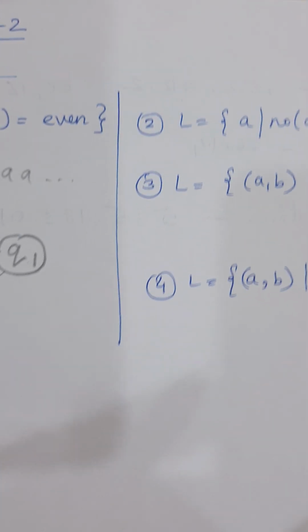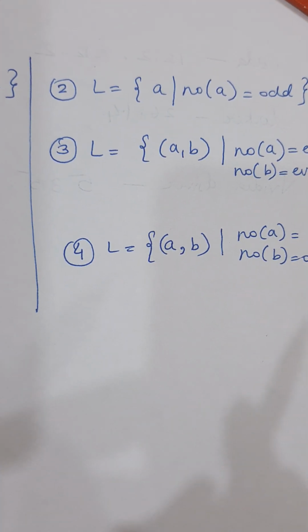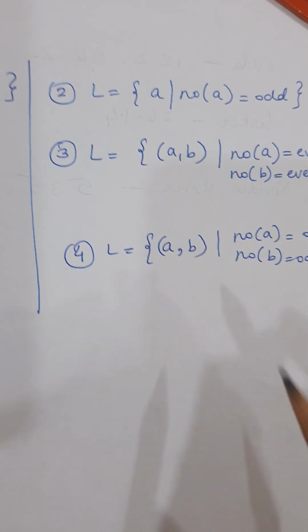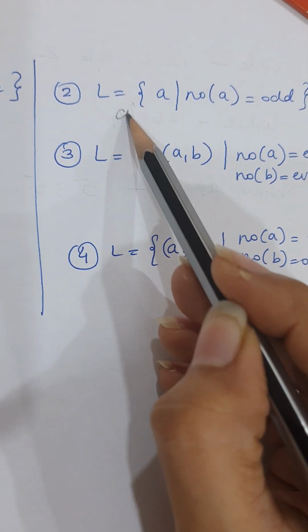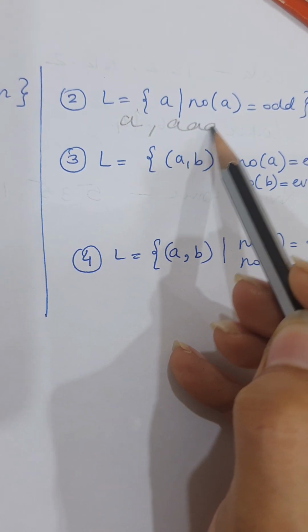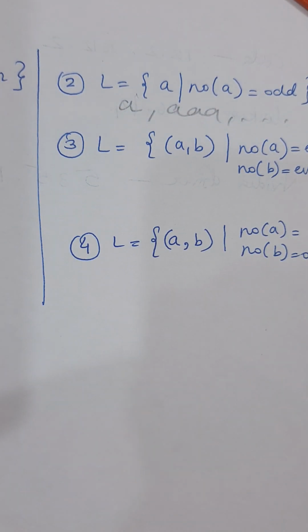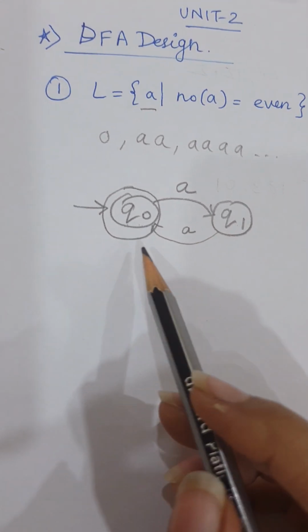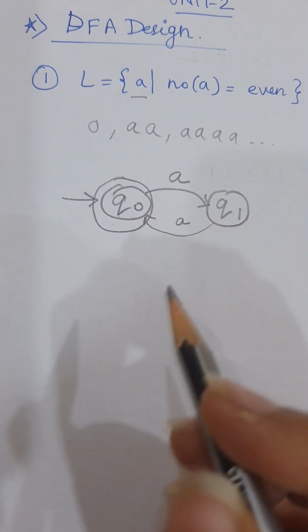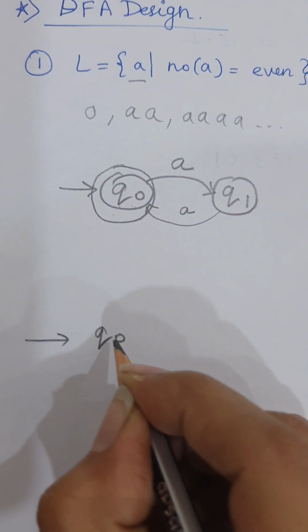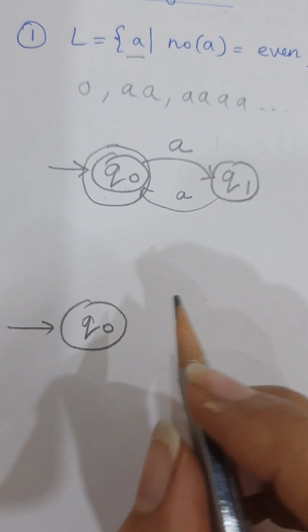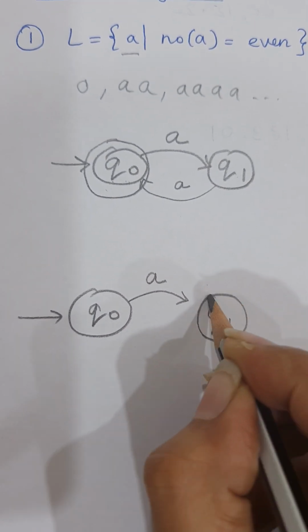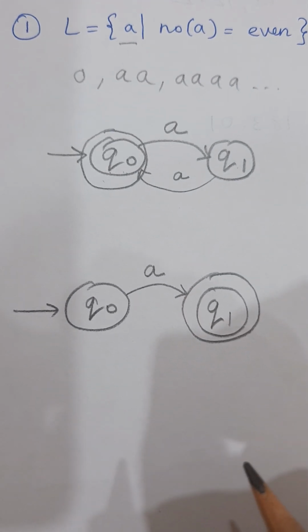Now let us see the design if there are odd number of A's. Odd number means we can accept a single A, we can accept 3 A's, and so on. So for accepting a single A, we just need to change the final state. So here will be the design. Q0, when it receives a single A, we have to accept it. So this is my final state.